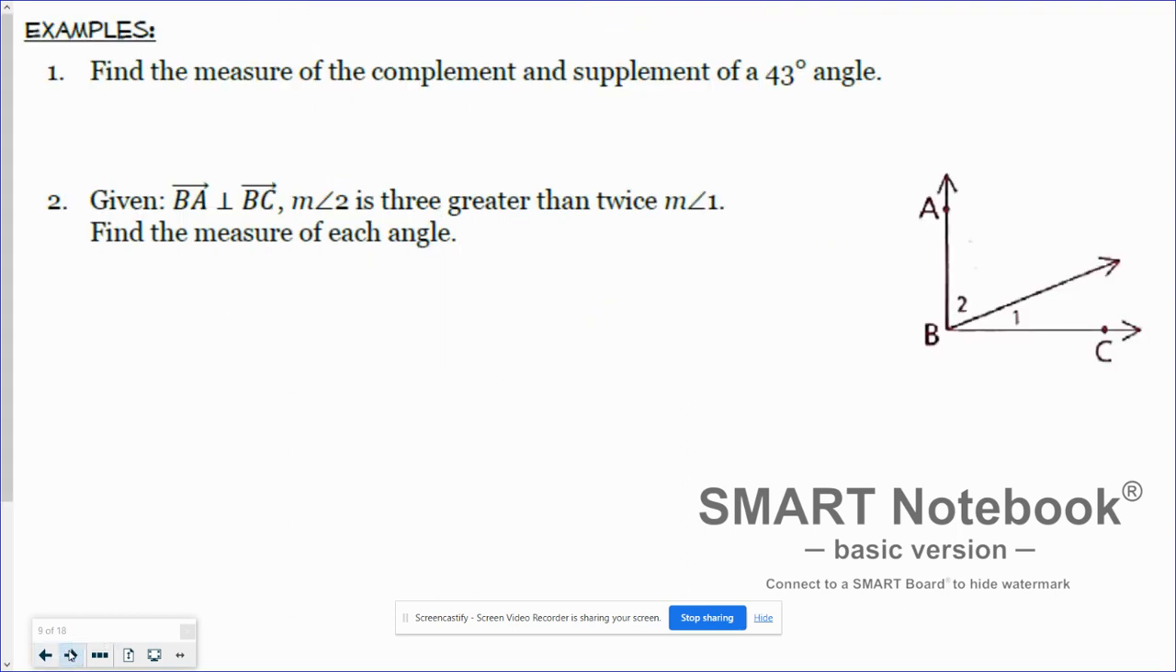So find the measure of the complement and the supplement of a 43-degree angle. So remember, complementary means they add up to be 90 degrees. So 90 minus 43 gives me 47 degrees, and that's the complement. Supplementary angles add up to be 180. So subtract 43 from 180, you get 137, and that's the supplement.